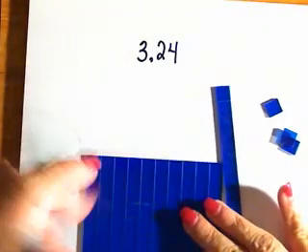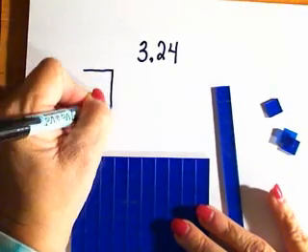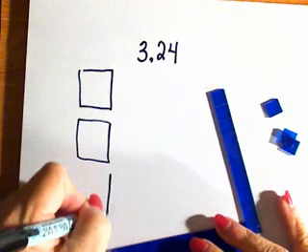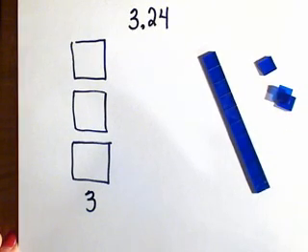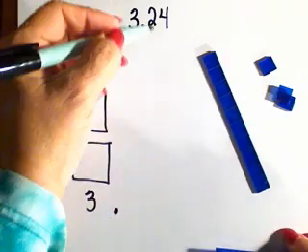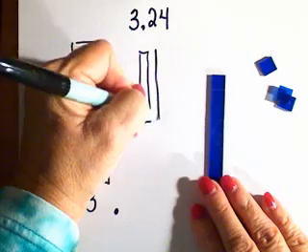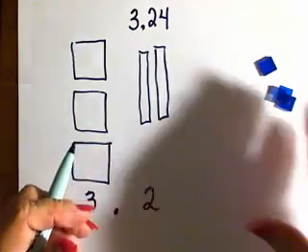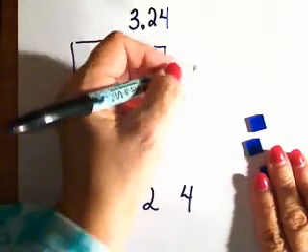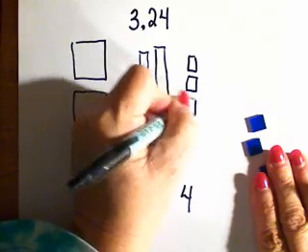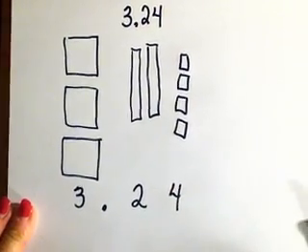So in this case, I would let the ones here be represented with flats. So my 3 then, in this case, would be a flat. Okay, then I have my decimal. Then my longs would be represented as tenths, and I have 2 of those. And then my units would actually be represented as hundredths. So I have modeled 3 and 24 hundredths.